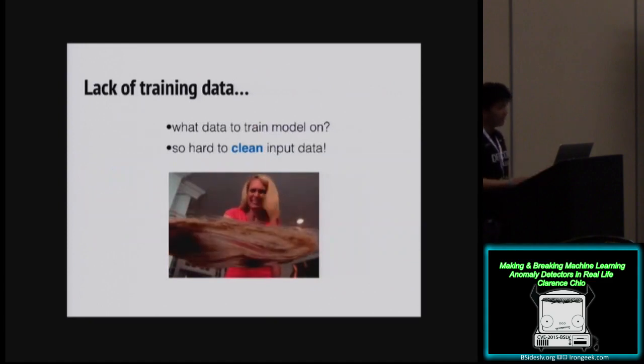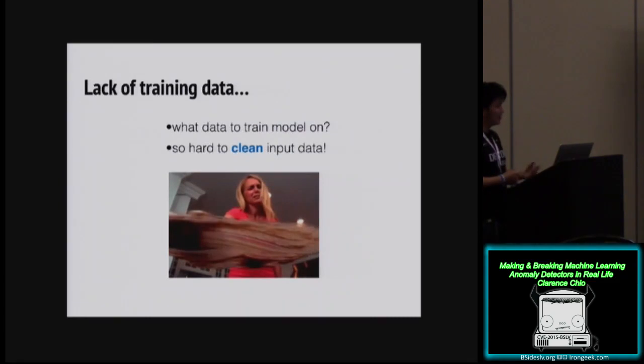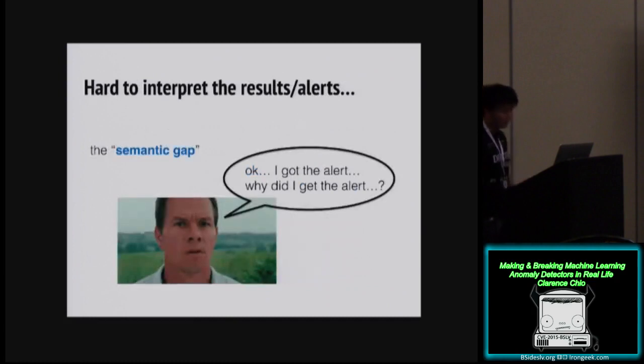Lack of training data. It's hard to clean data. If you're looking at the input logs from the web server that you saw earlier, it's not clear exactly how you would clean the data. It's not clear that when you're training a model on positive examples, you're not including anything negative in it. And that also helps adversaries when they're trying to poison your model. The semantic gap, I mentioned this earlier.